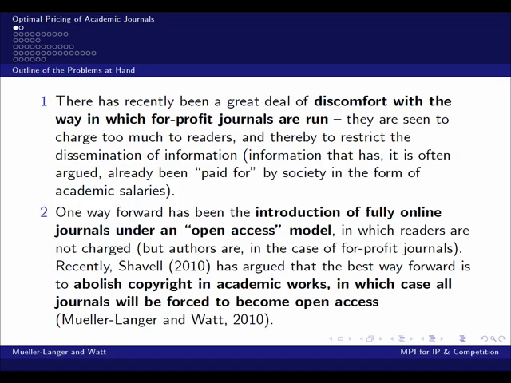one way forward would be to introduce fully online journals under an open access model. And under open access, we mean that authors would pay a publication fee, but there would be no subscription fee for readers, so zero reader cost. And I think Stephen Shavell from Harvard Law School puts it to this extreme, and he says, well, the best way forward to achieve this goal would be to abolish copyright in academic works altogether. So in this case, it would be some kind of forced open access.